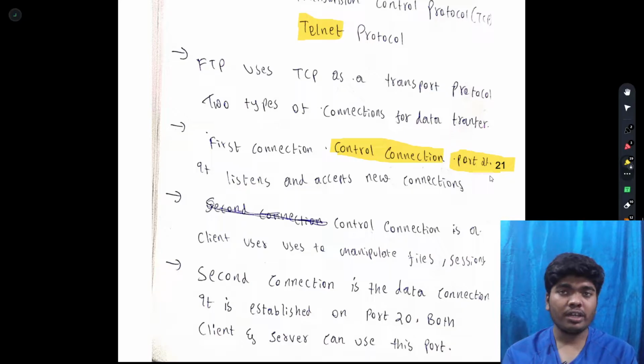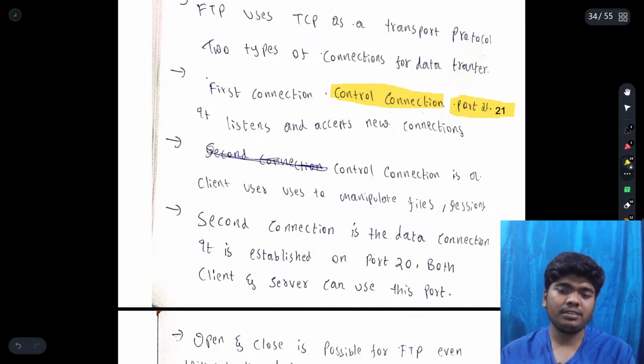The control connection is for manipulation of files, manipulation of user profiles, session management, and so on. The control connection is what the client user uses to manipulate the files, sessions, etc.